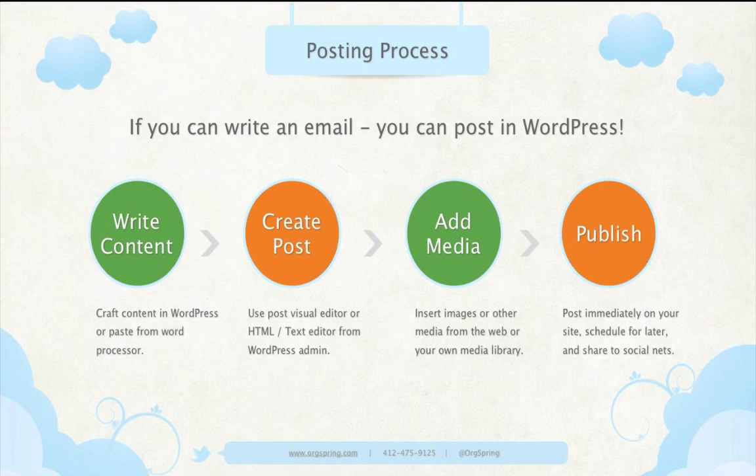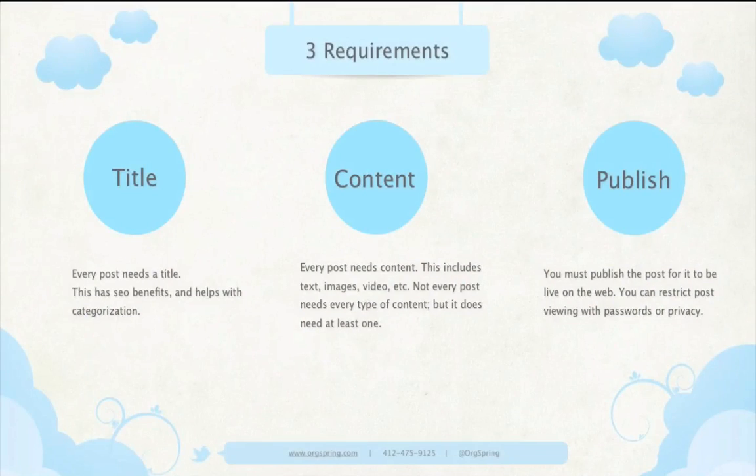Although out of those four things, technically only three are required. You could literally publish a post in 2 or 3 clicks. You add a title, you add some content, it could be all text, and you click publish. That is it. That's how easy it is to update WordPress.